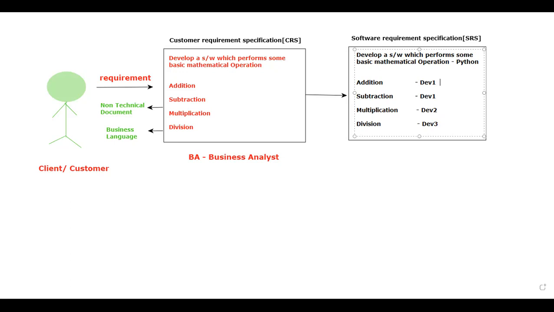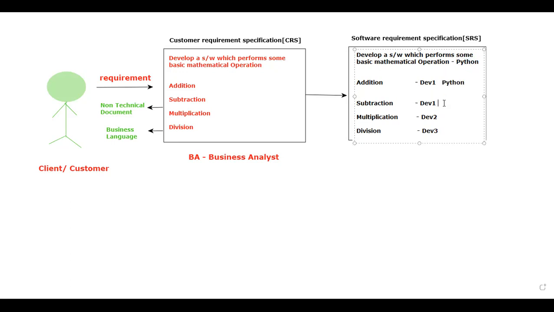Now developer 1, developer 2, developer 3, developer 4, if he is there, all of them should develop the software using which programming language? Python. Here also they have to develop in Python. Okay, I hope it is clear for everyone so that you can easily understand.